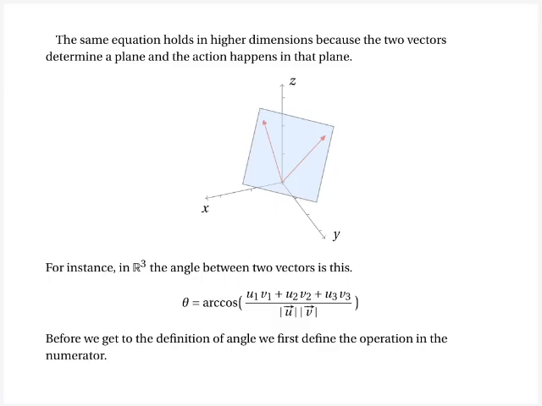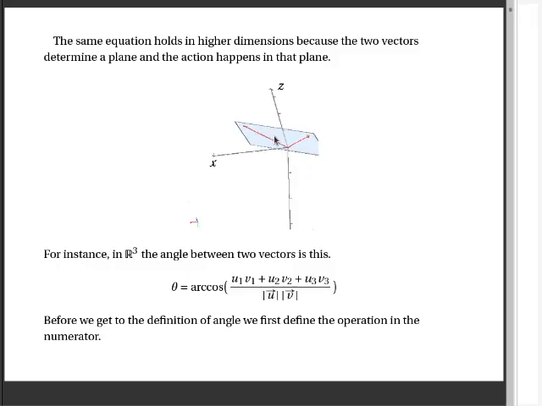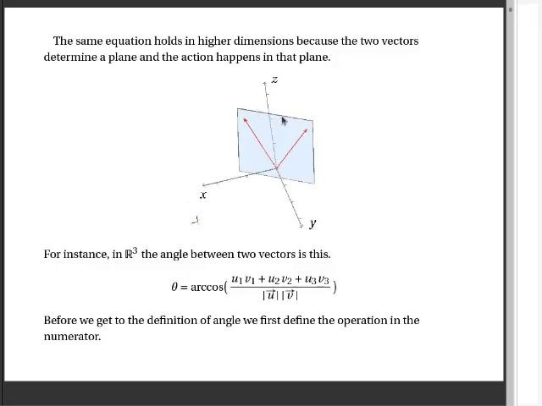So the same equation is going to hold in higher dimension because the two vectors determine a plane and the action happens in that plane. This is one of those 3D things, and it has been my experience that sometimes folks have a little trouble with 3D in this course, just making their brain think 3D-ish. So I took the same picture in a context where I can manipulate it. I can manipulate it, but I can't draw on this context, basically. So if I click on that, then you see that the two vectors determine a plane.